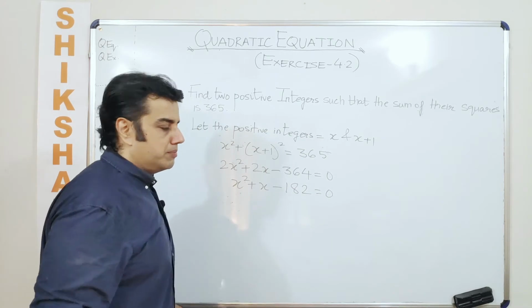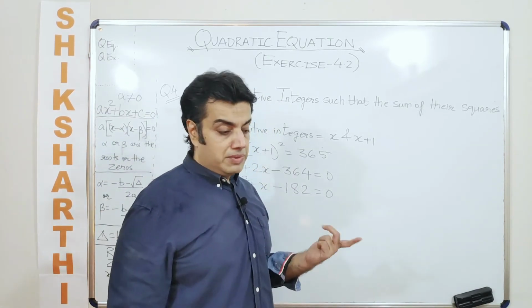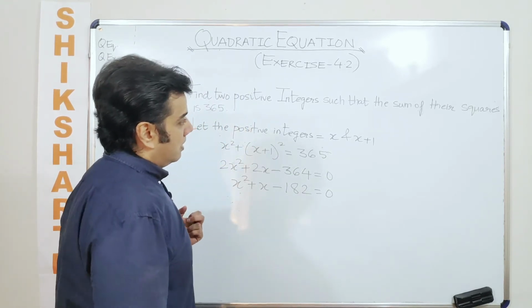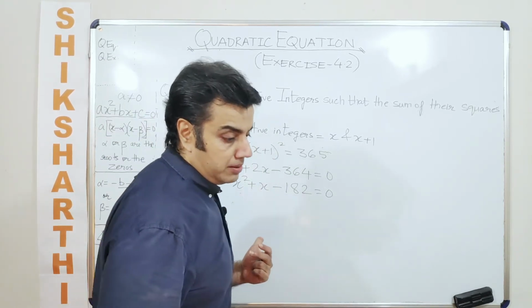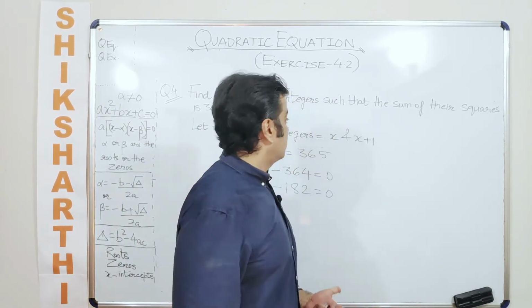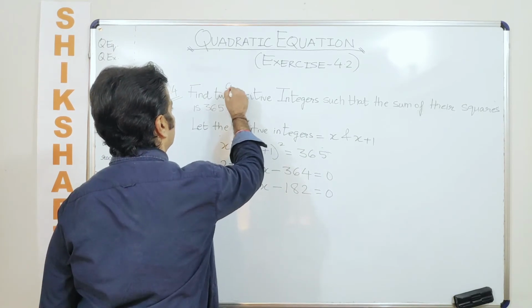Incidentally, this question is the same as the one we talked about a few minutes back. So let's see how we get this answer. Does it say positive integers? Find two consecutive positive integers. Mind it, it says find two consecutive.